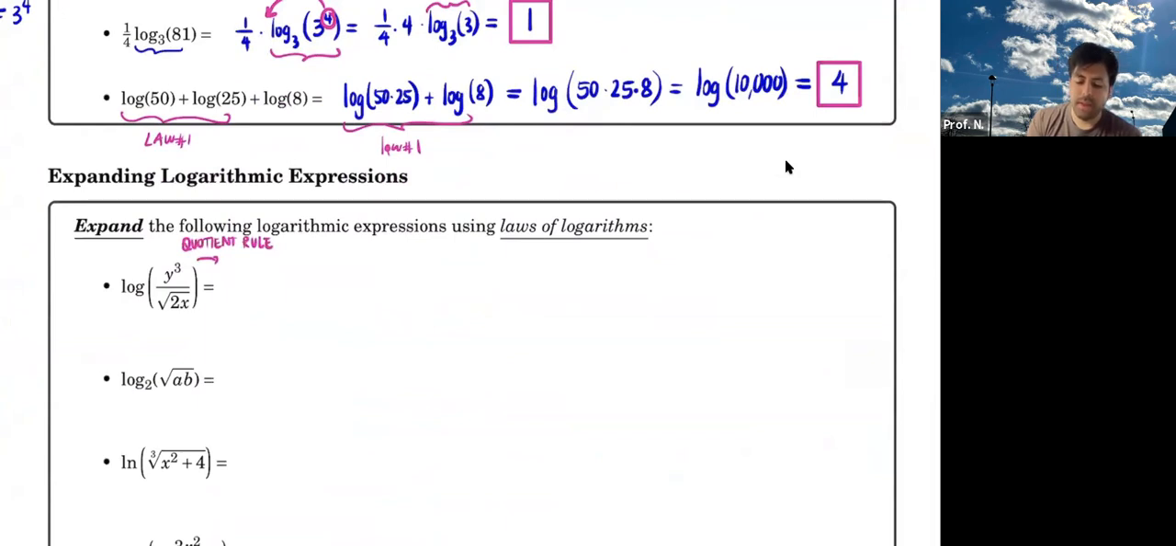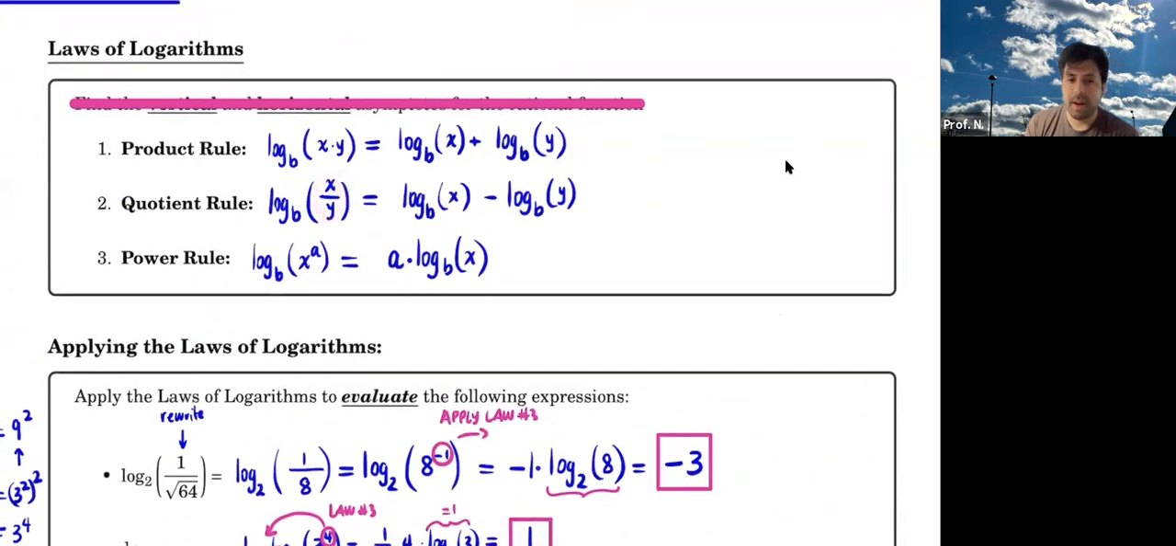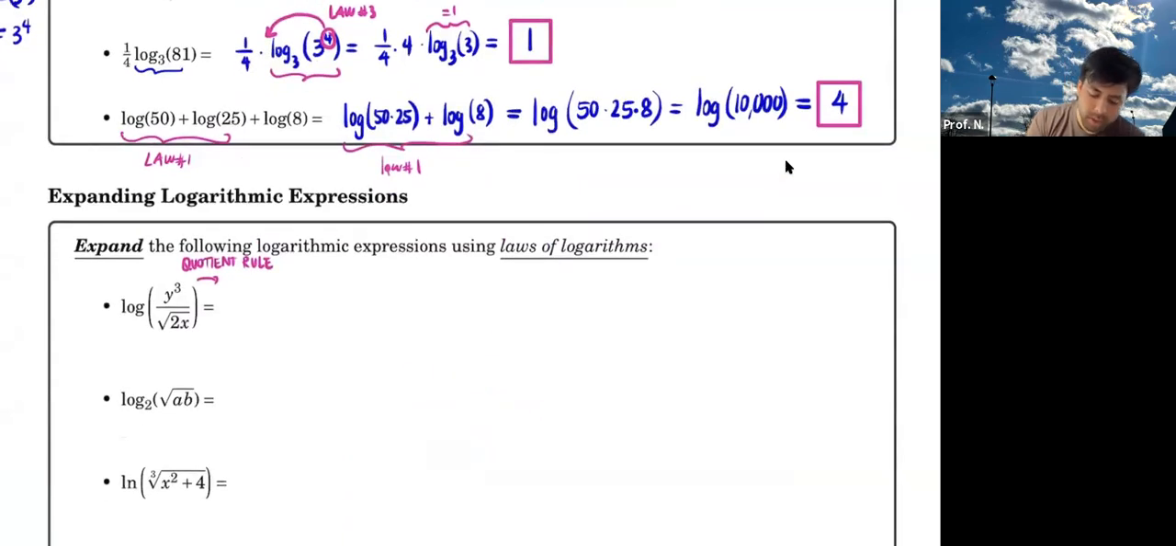The quotient rule states the following. Take the log of a fraction, right? If you have a fraction inside, then you can split it up as a subtraction, where this is the numerator and this is the denominator. So you get log of y cubed minus log of the square root of 2x. So far, that's all I did. I applied the quotient rule, law number 2. But then look at those two logarithmic expressions individually. What do you notice? There's a 3 in the exponent. Because this 3 is an exponent, I can place it out in front by law number 3. So I'm going to apply law number 3 for this.